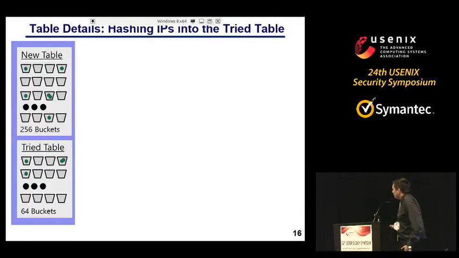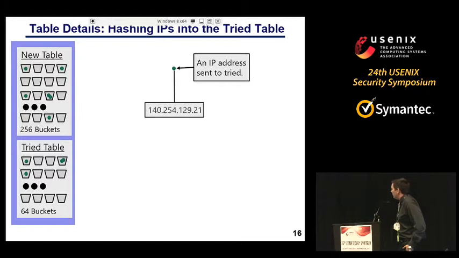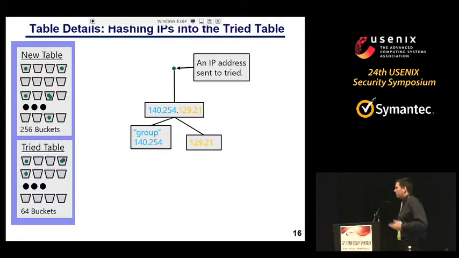So the attack isn't as easy as just filling the tried table. There's one complicating detail, and it's the reason for these buckets. An IP address is going to be sent to tried, and what Bitcoin does is it breaks the IP address into two pieces. The first part is called the group. It's the /16 prefix of the IP. And the second part is just the rest of the IP.